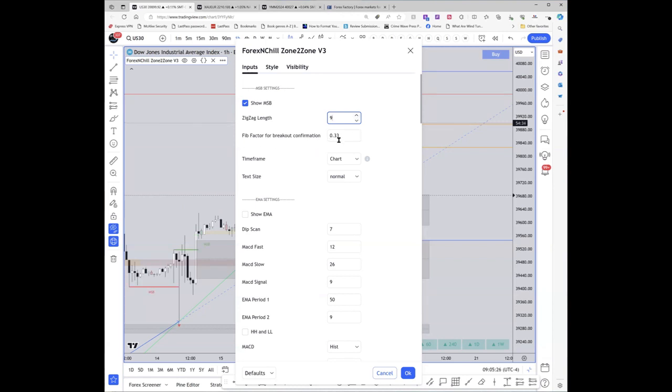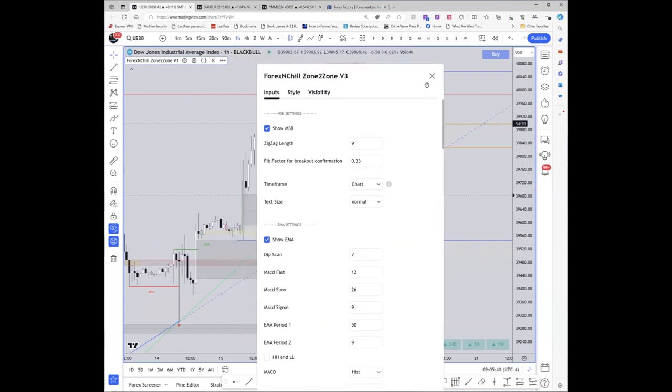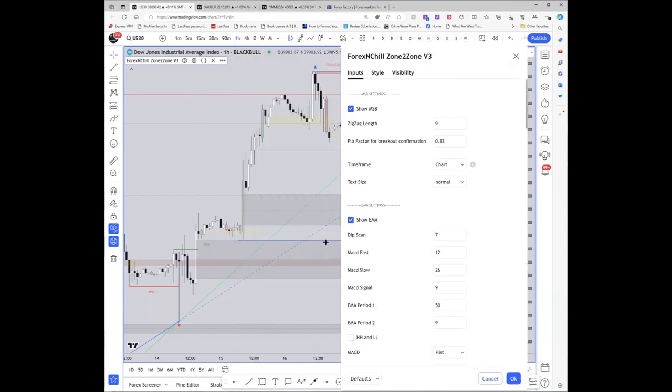The Fibonacci factor for the breakout confirmation, I keep it at 0.33. What time frame do I want it to apply to? The chart time frame, and I have the size of my text for the MSB to normal. If I want to show the EMA, I click this and it shows a whole EMA. Green, of course, is buying trend, and red, of course, is selling trend.